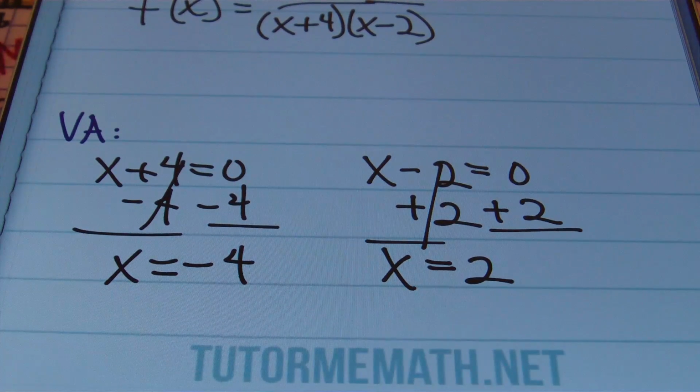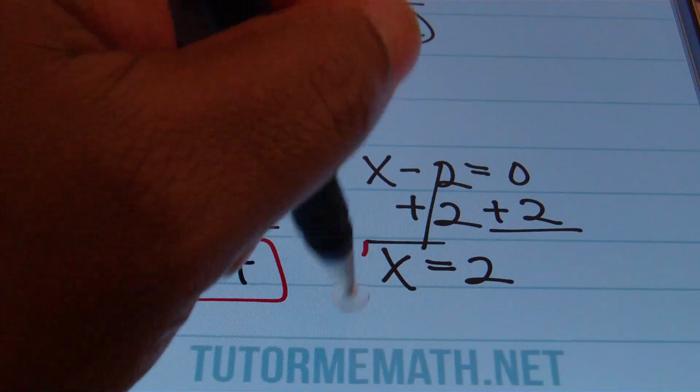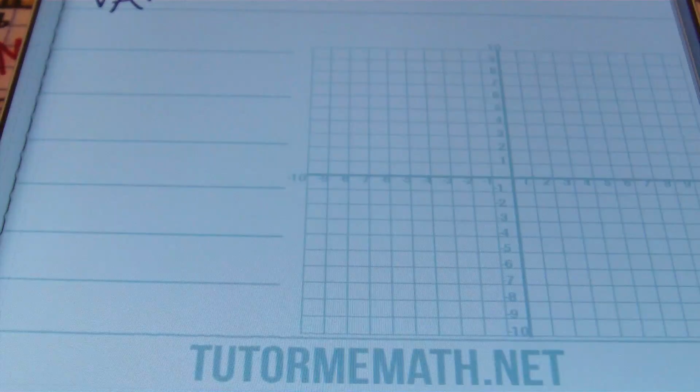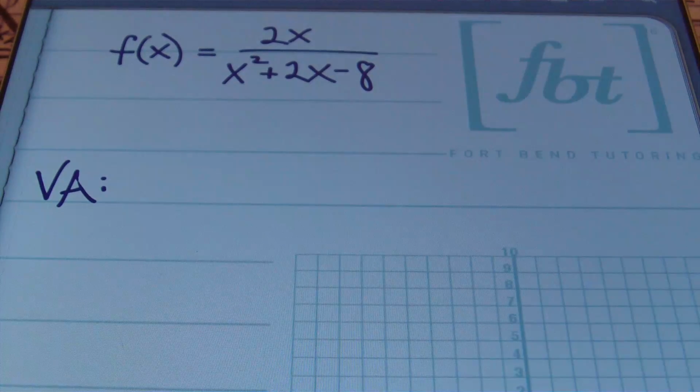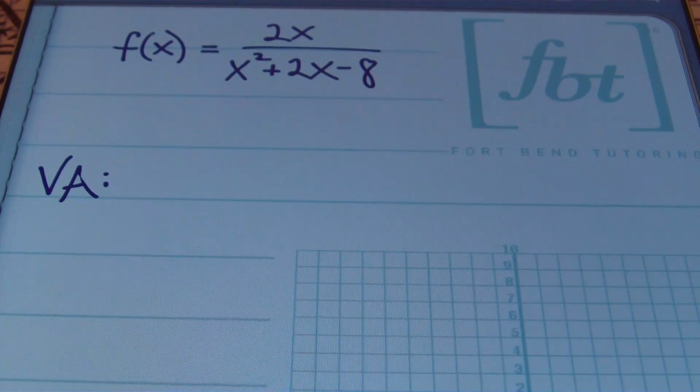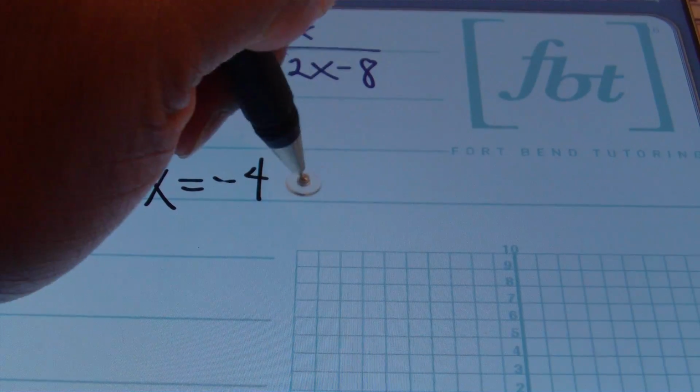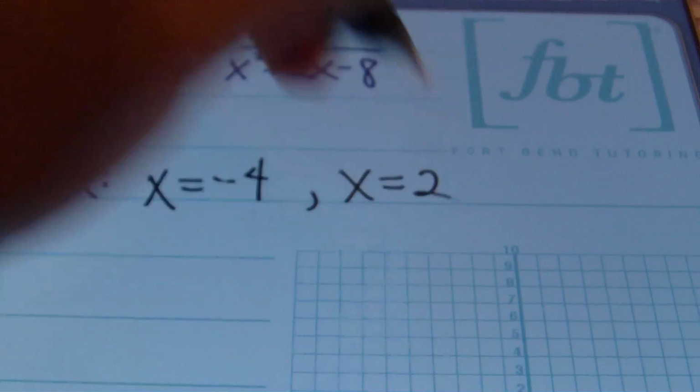I'm going to be red boxing this now. Red boxing it. That's right. Done and done. Let's go ahead and graph these. Alright, so we have our original function, f of x equals 2x divided by x squared plus 2x minus 8. We found our two vertical asymptotes to be x equals negative 4 as well as x equals positive 2.